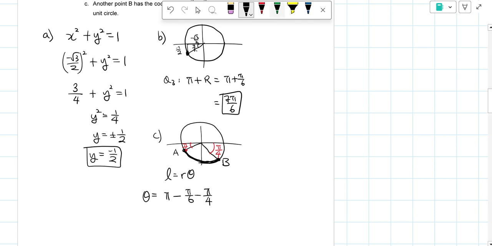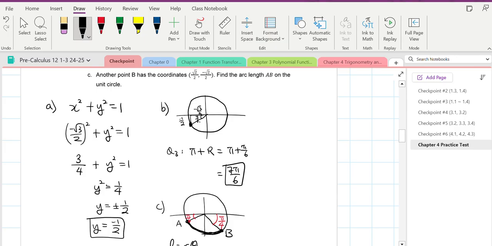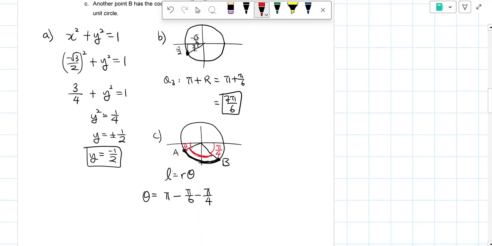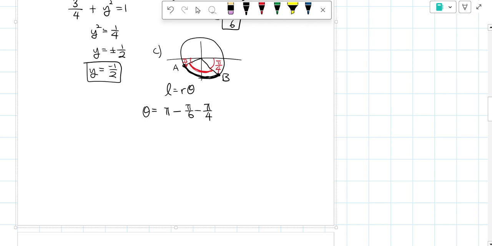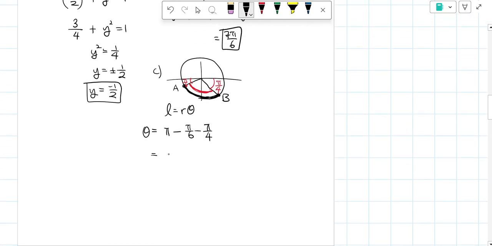So that will leave out the remaining section, which will be pi minus pi over 6 minus pi over 4. I need to first find the common denominator, which is going to be 12. So let's say 12 pi over 12 minus 2 pi over 12 minus 3 pi over 12, which must be 12 minus 2, 10, 10 minus 3, 7, 7 pi over 12.